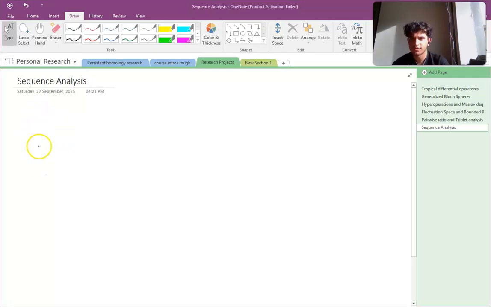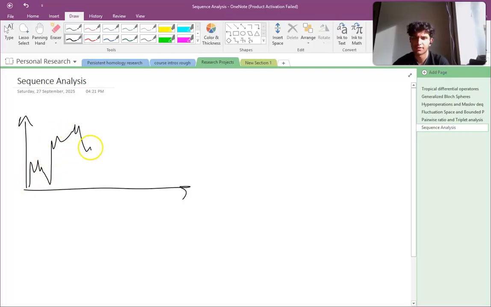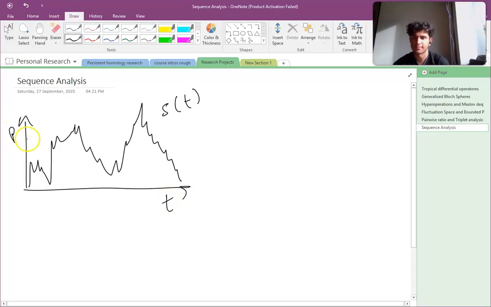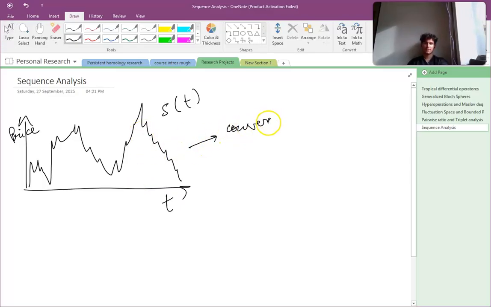Right. So given some sort of stock over time that looks like this, some sort of stochastic process, let's say this is time and this is price. What we want to basically study is the convergence of this kind of graph.